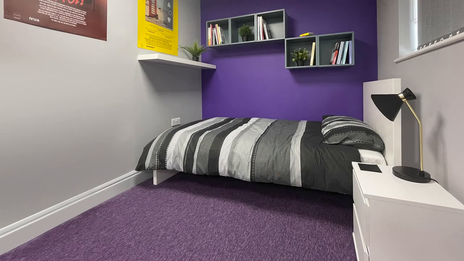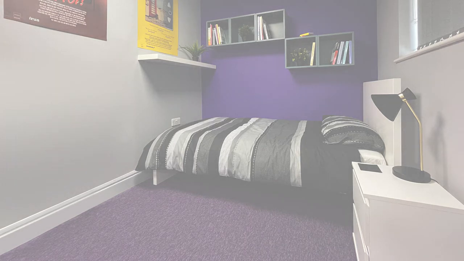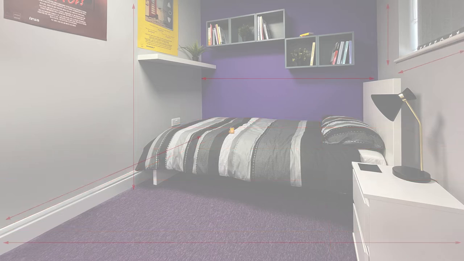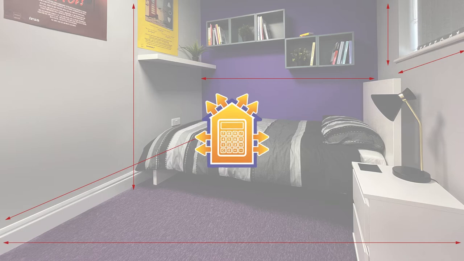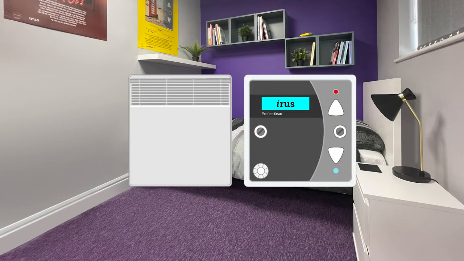Inside the room, a couple of considerations should be made before installation to ensure maximum performance. Is the specified heater the correct output for the room size? A rule of thumb for output is 100 watts per square meter, but it is worth employing a specialist to carry out an accurate heat loss calculation. The positioning of the control unit and the heaters will dramatically affect the performance.